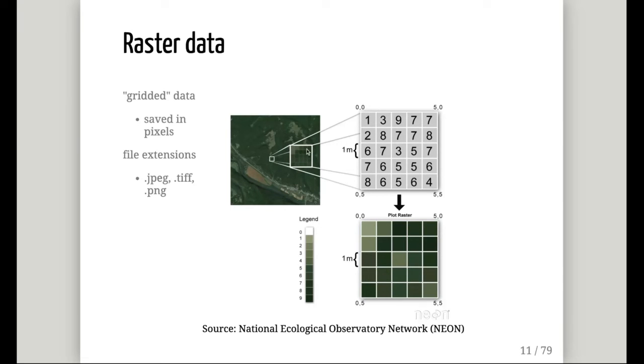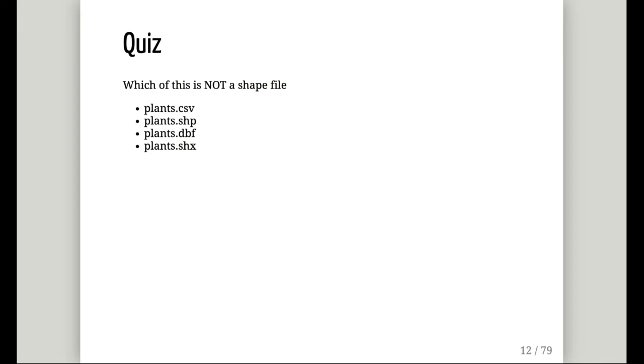Here is an example. This is an aerial shot. And if we zoom in, we can see each pixel. These little squares are each pixels, and every pixel is exactly 1 square meter, and each pixel has a value, which for this image is probably showing the level of vegetation. So that's the raster data.